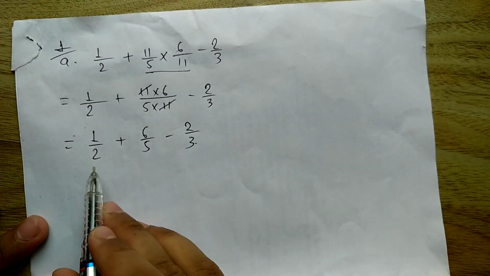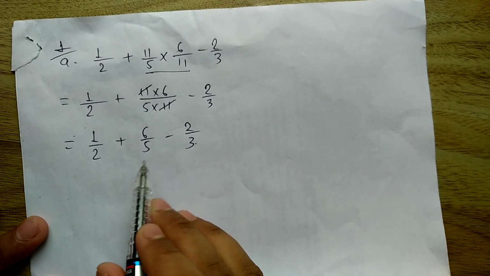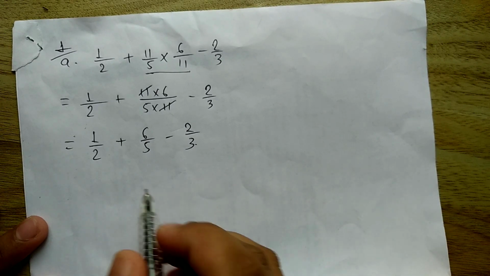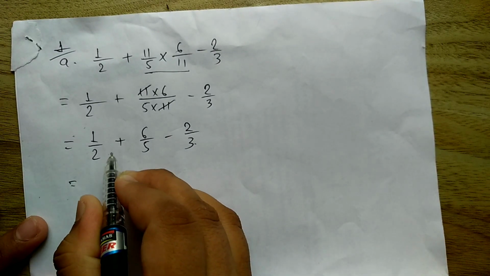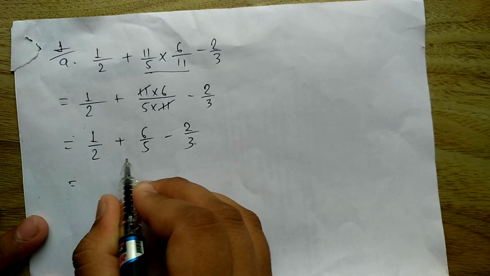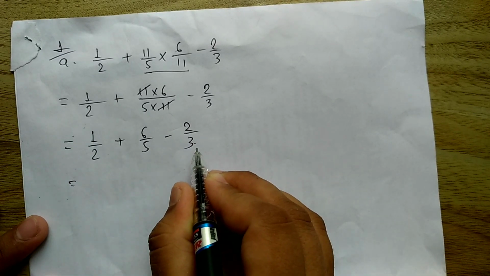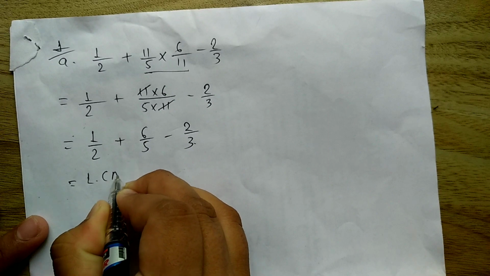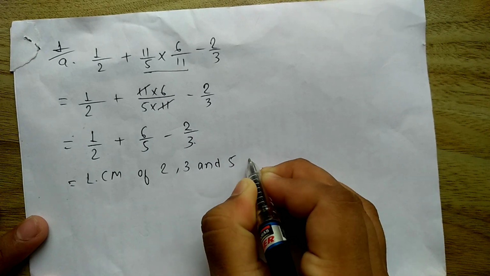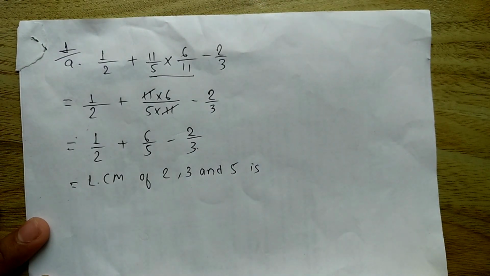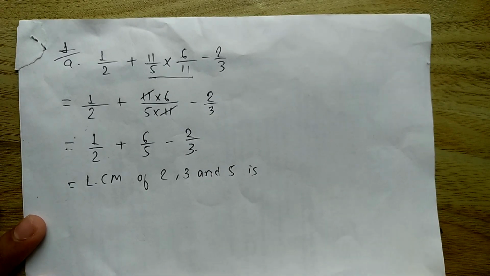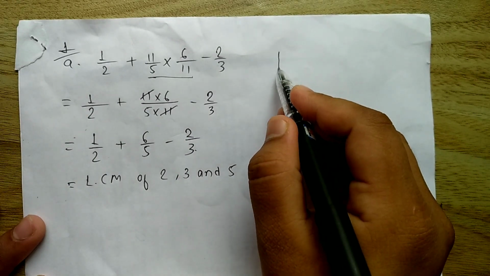So here you can see the denominators are different. If the denominators are different, then we have to make them similar. So let's do the addition first. Or we can do it directly also. Since here you can see 2 is there, 5 is there, and 3 is there, what can be the LCM of 2, 3 and 5? What can be the lowest common multiple between 3, 2 and 5? Okay, so how to find the LCM? Let me show you an example.